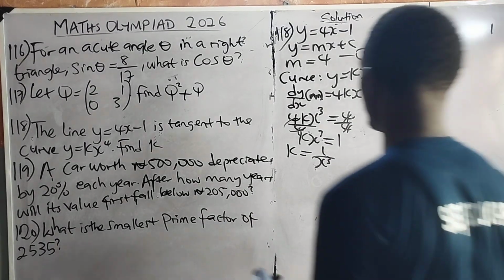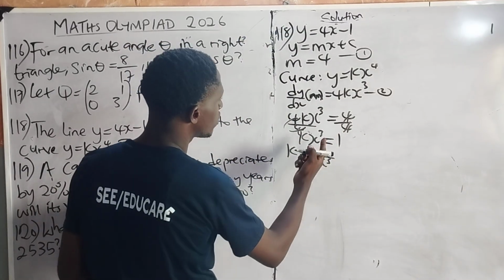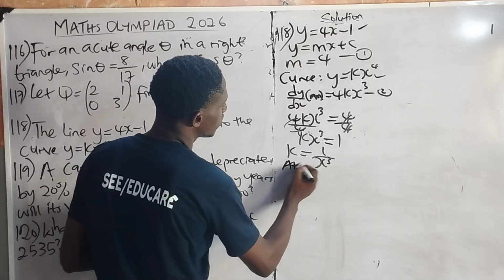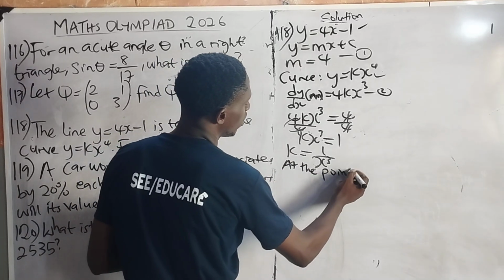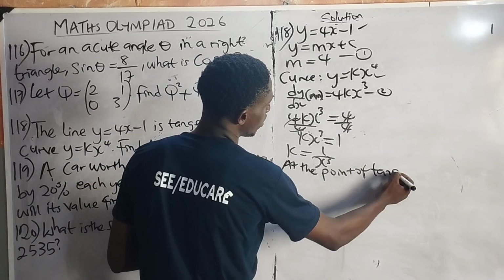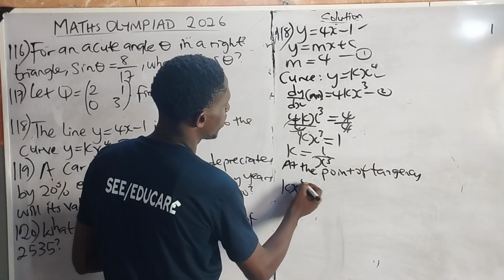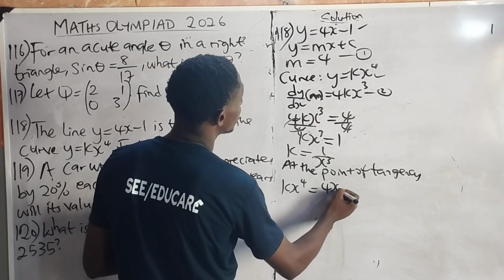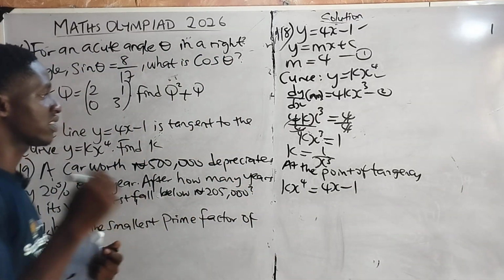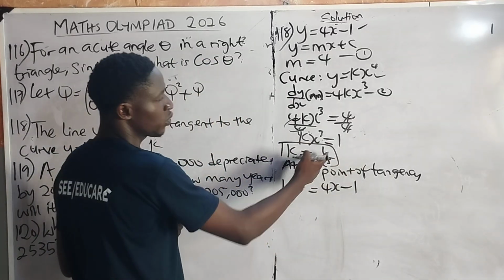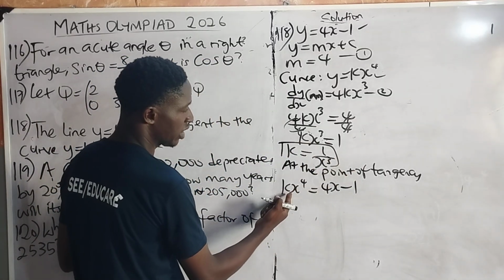Okay, sorry. At the point of tangency, we are going to equate this with this. So at the point of tangency, we have ks raised to the power of 4 is equal to 4s minus 1. Remember that here we say that k is equal to 1 over s raised to the power of 3. Let's put it here.